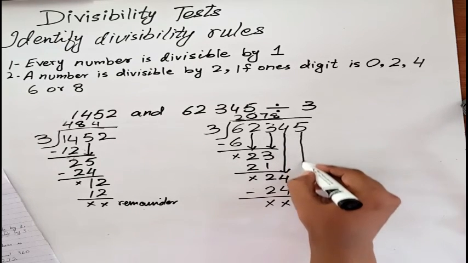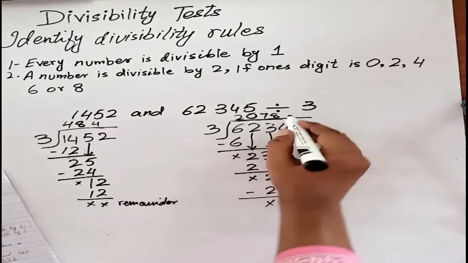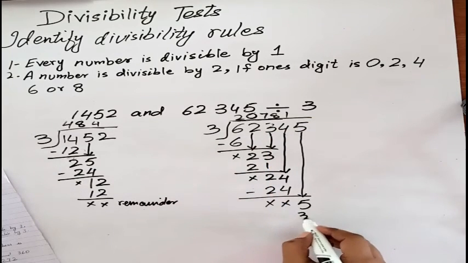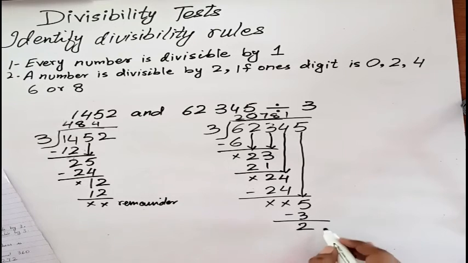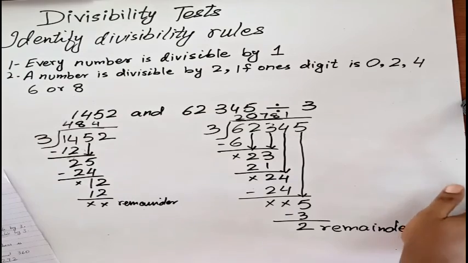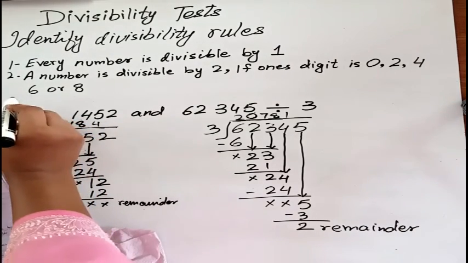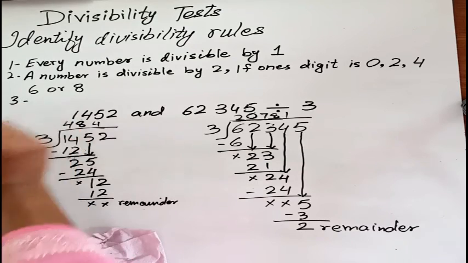Now this 5 will come down. 3 1s are 3 minus 2. Remainder is 2. So what you understand with this sum, students? That I would write here, third rule of divisibility tests.